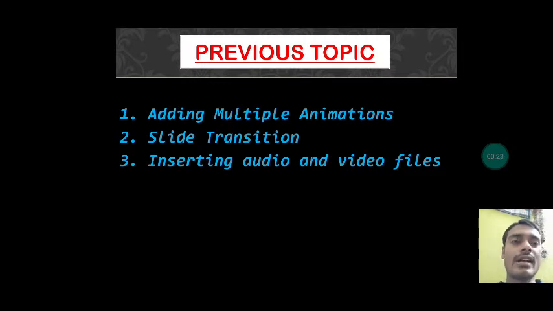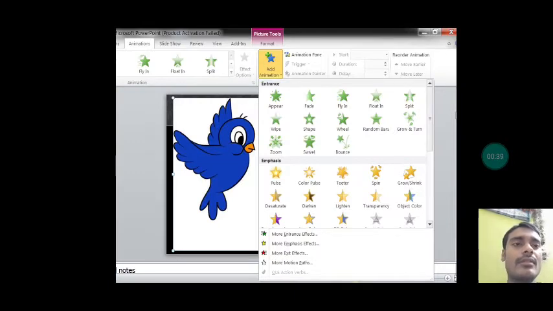In the previous class, I have already discussed about adding multiple animations, slide transition, and inserting audio and video files. So let us see how you can add animation to your slides. You have to click on add animation button. Here you can see add animation button. You have to click on it and a drop down menu will open, and there are various animation effects. You can choose any one, and again you have to click on add animation button for adding another animation, and you can choose another animation.